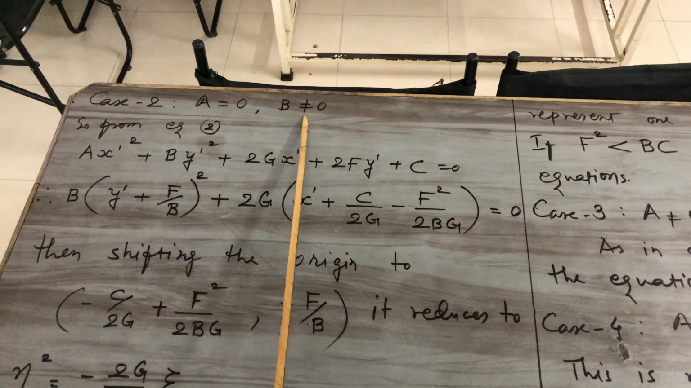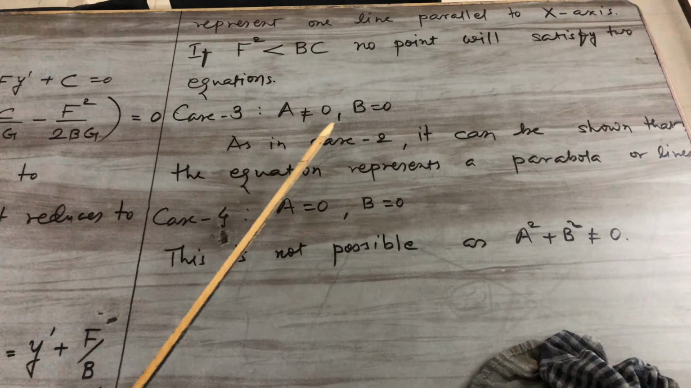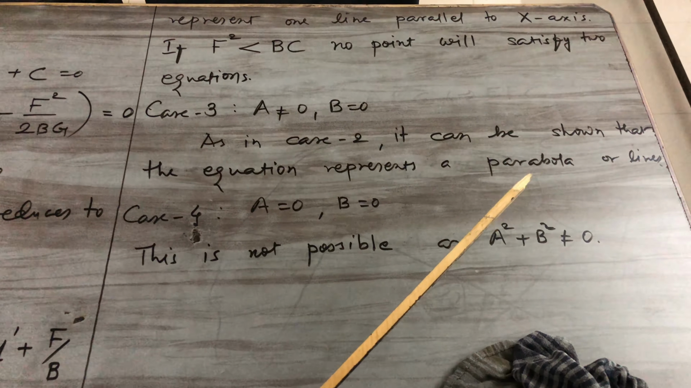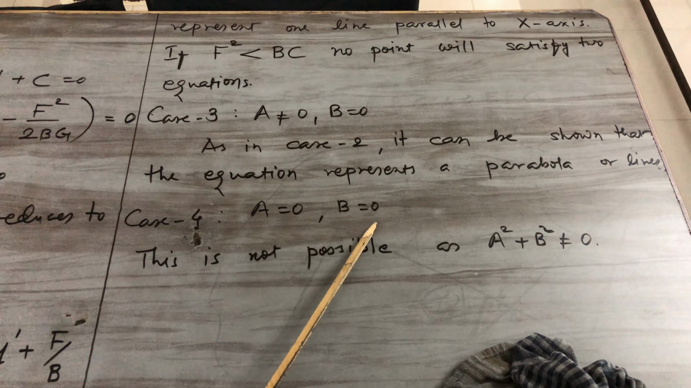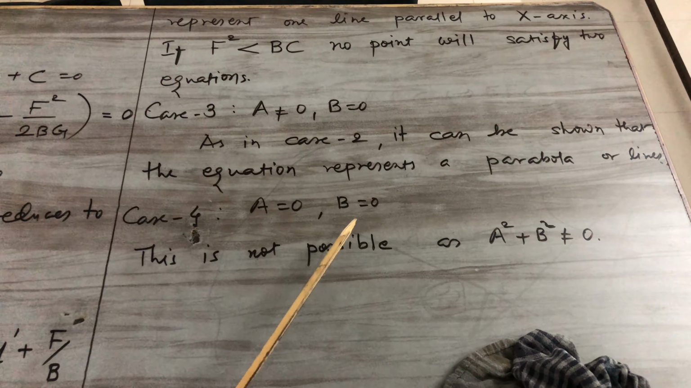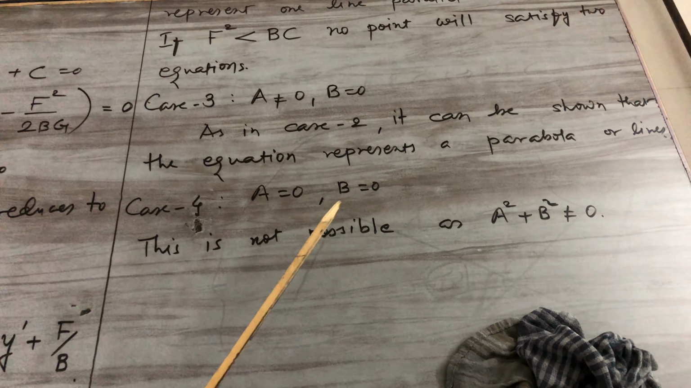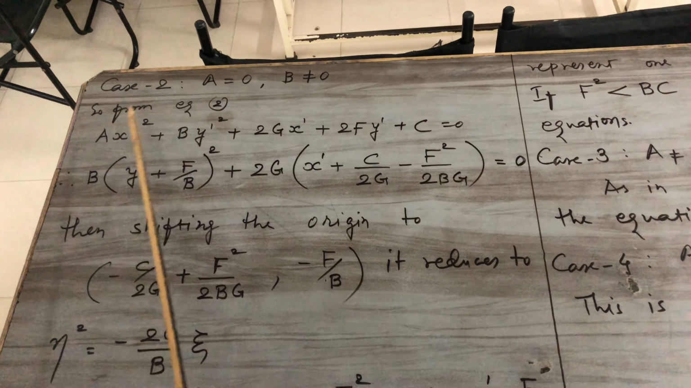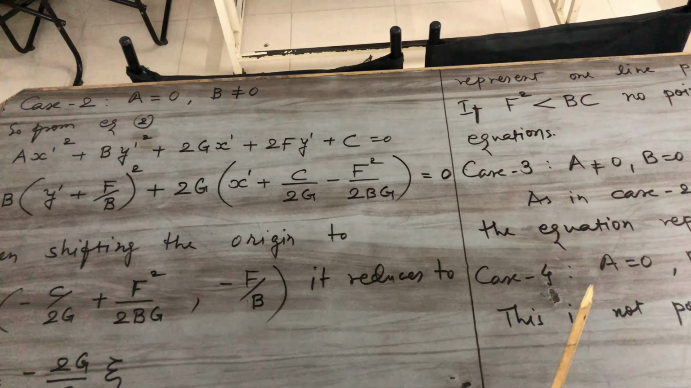Case 3: a equal to 0, b not equal to 0. Now we have taken a not equal to 0, b equal to 0, same method. So as in case 2, it can be shown that the equation represents a parabola or lines. And case 4: a equal to 0, b equal to 0. We initially took the condition a square plus b square not equal to 0, so this is not possible. Still, if we take a and b both as 0, the rest of the equation represents a line.